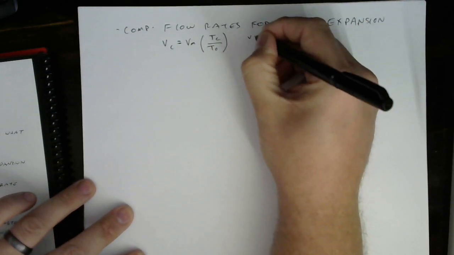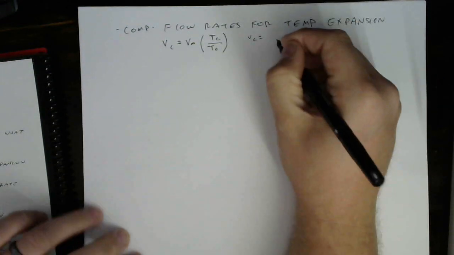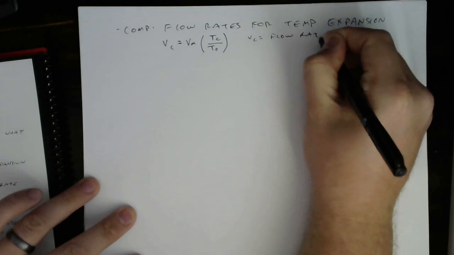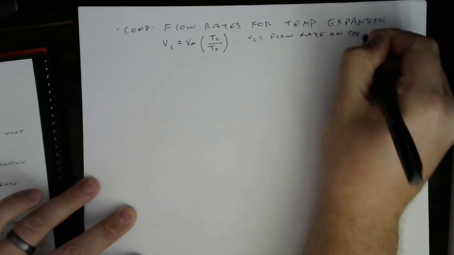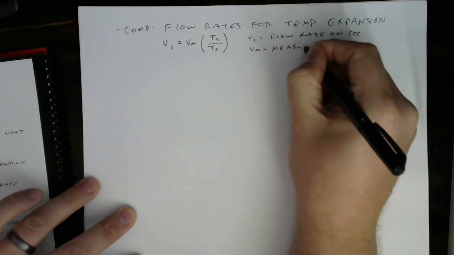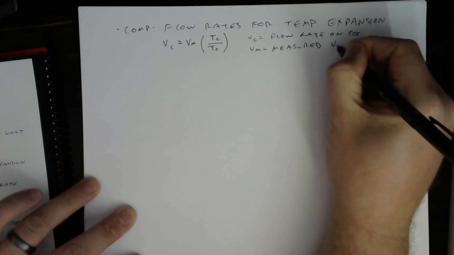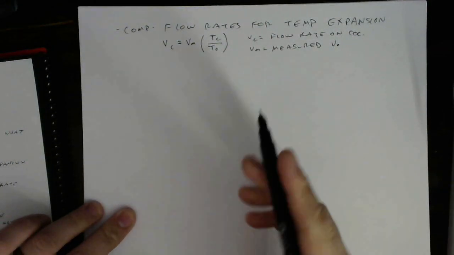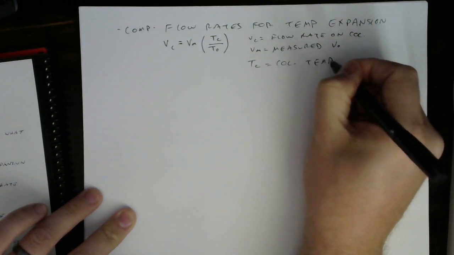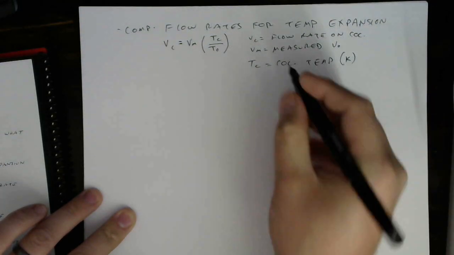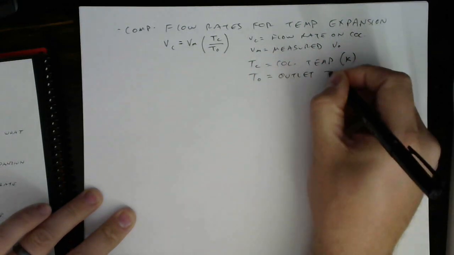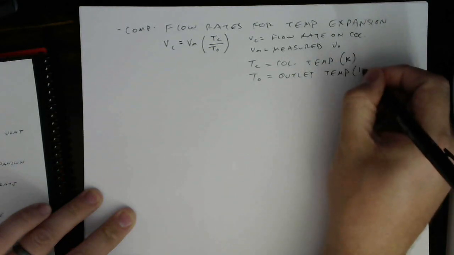So let's define some of these terms. Vc equals the flow rate on the column. Vm is the measured V sub zero. It's the measured outlet velocity. Tc is the column temp in Kelvin. I don't want us to forget that. And To is the outlet temp, again, in Kelvin.